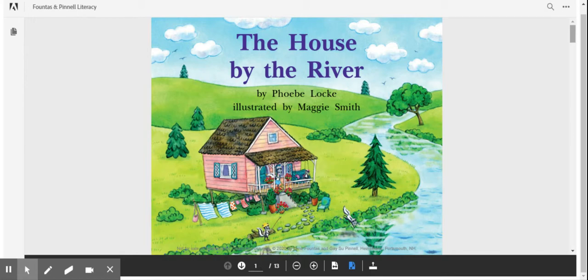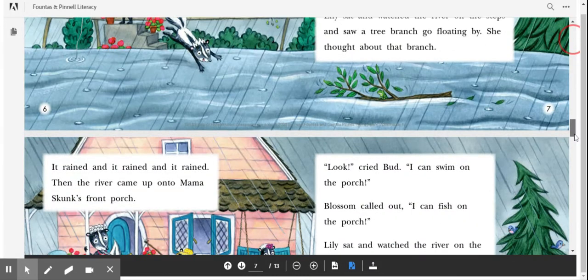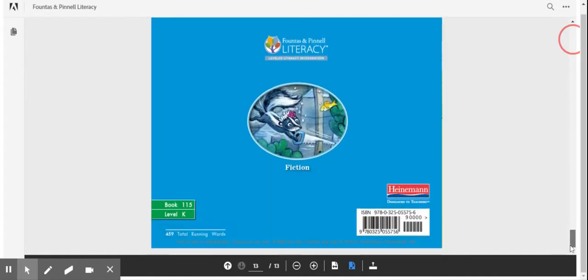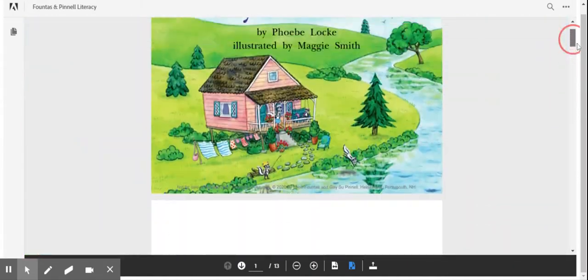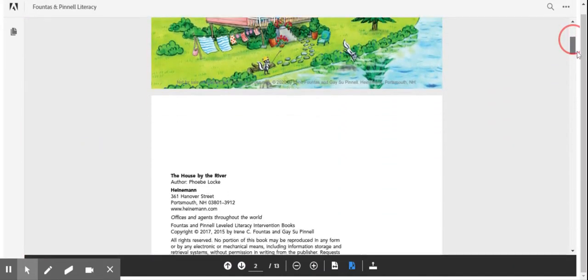I'm going to walk you through a level K text, and I'm going to show you the differences right away. Though I do want to mention this is a level K text from, of course, the Fountas and Pinnell system, and this is number 115, I believe. Let me scroll down to the end. This is the green system, yep, and it is book 115. So, okay, let's look right at the differences in a level K text.